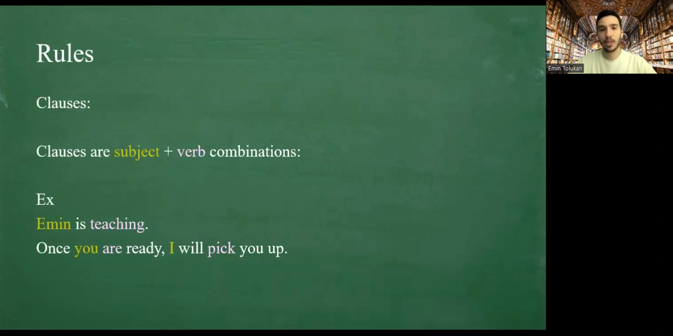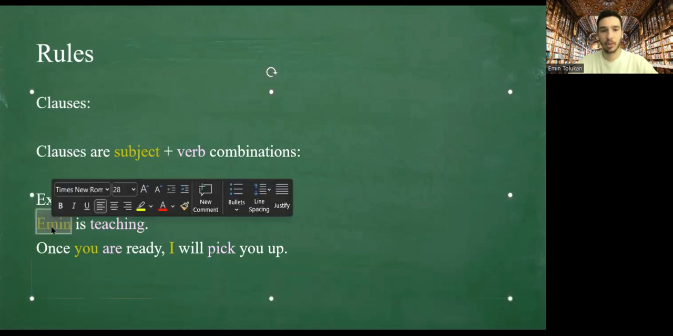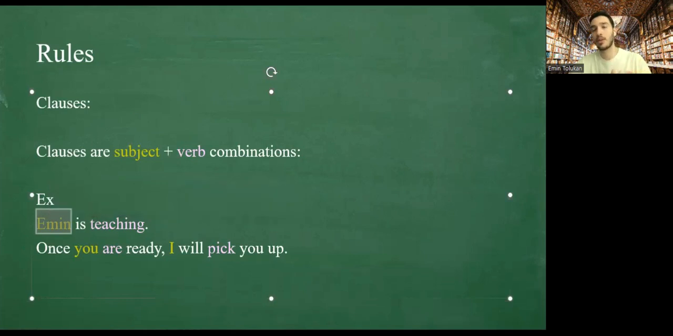So a clause is a combination of a subject and a verb in English language. Emin is teaching. That is a clause because there's a subject. Subject in English language is the name that is doing the job, that is doing the work or the action. So if I say Emin is teaching, who is doing the work? Emin. And what is he doing? Teaching. So that's the verb. So we have a subject and the verb, and therefore this is called a clause.